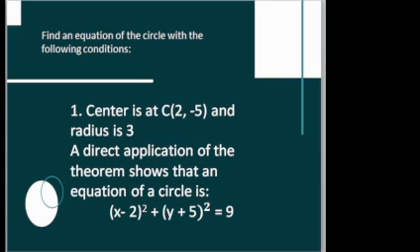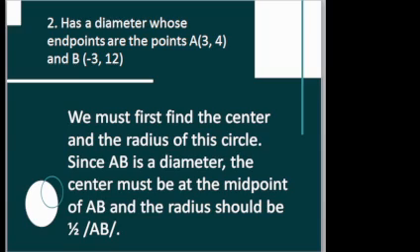Why does it become 9? Because the radius is 3. And if we are going to square 3, that is 9. 3 squared is equal to 9. 3 squared means 3 times 3. You have to multiply the base by itself. So the base is 3 and the exponent is 2. So that means 3 times 3, and that is 9. So we have now the equation of the circle. We have x minus 2 squared plus y plus 5 squared equals 9. Okay, next.